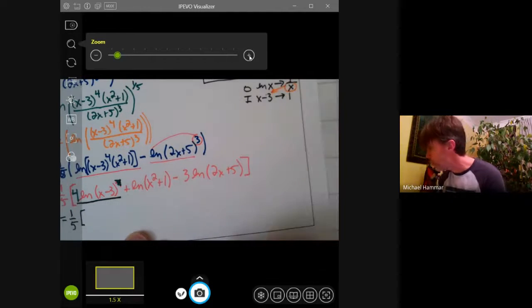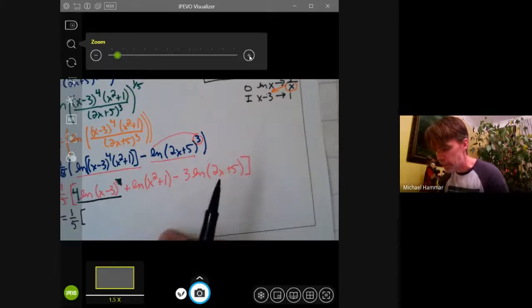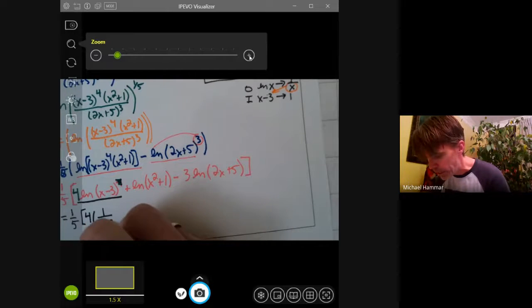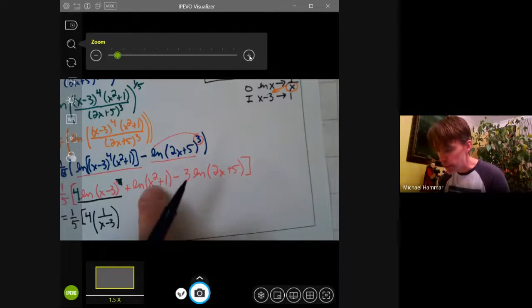It's just going to be 1 over x minus 3. So remember, we still have the 4, but it's times 1 over x minus 3. That is the derivative of that first piece. Okay? Now, let's go to the next chunk.